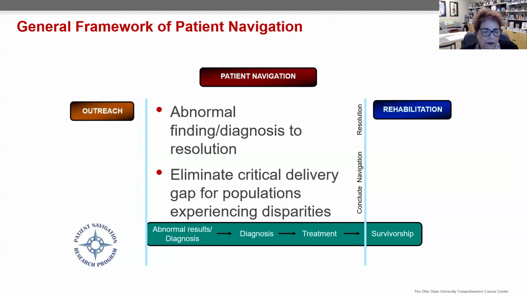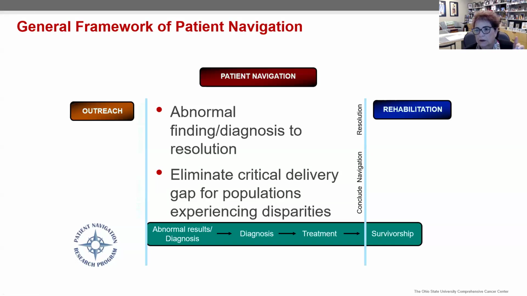I showed this to you a couple of slides ago, but the general framework of patient navigation for the Patient Navigation Research Program, which I will refer to as PNRP, was at the time of the abnormal finding, diagnosis, and then followed patients to resolution. So here we have at the bottom abnormal results, diagnosis, and treatment. So the goal was to eliminate the critical delivery gap for populations experiencing disparities.